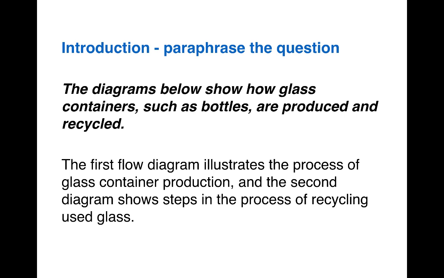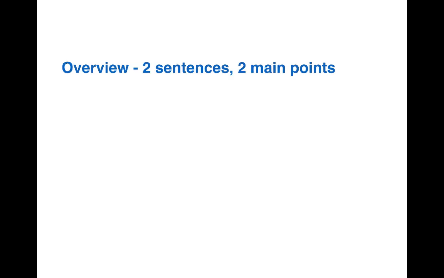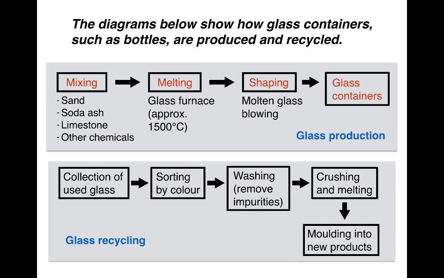of recycling used glass. On to the overview now, 2 sentences, 2 main points, and I'll show you on the diagrams what I'm going to choose. I'm going to talk about, in my overview, these 3 materials that are the main materials that go into glass production, and I'm going to say that there are 4 steps in glass production and 5 steps in glass recycling. That's all. For your overview, for processes, the main thing is to count the steps. You can say something else about the first step, maybe the last step, or in this case the materials, but that's all you need to worry about.